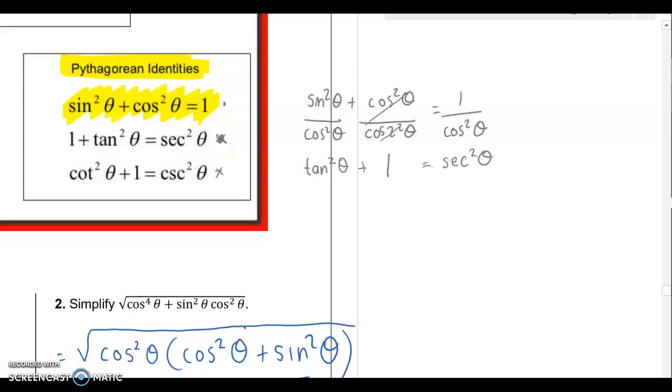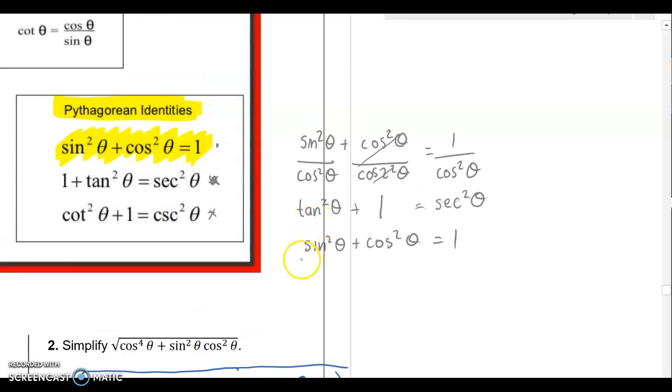Let's have a look at the third one. So if I write down my basic rule again, that it's sine squared theta plus cos squared theta equals 1, what I now need to do is divide each of those terms, this time by sine squared theta. And this time we'll get our third rule.